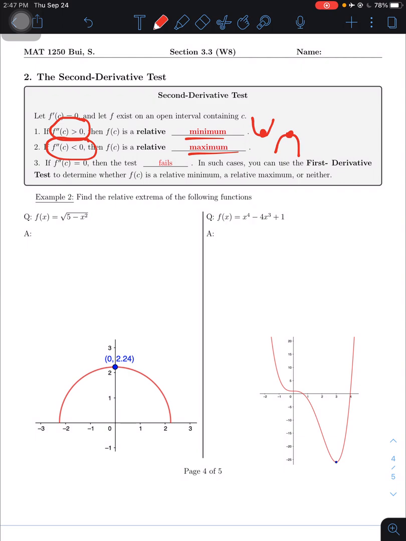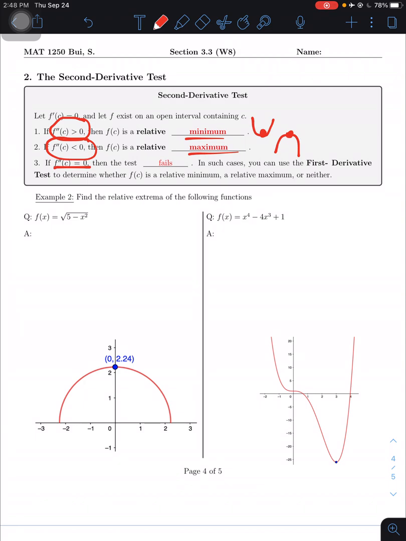Okay, what happens if the second derivative in here equals 0? Well, it could be an inflection point like what we had in the previous example, or it could be a point that doesn't even make the function defined, just like we had in the last example. So if the second derivative equals 0, then the test fails. You cannot apply the second derivative test for this case anymore. In that case, you have to go back to the first derivative to determine whether f of c is a relative minimum or maximum, or neither.